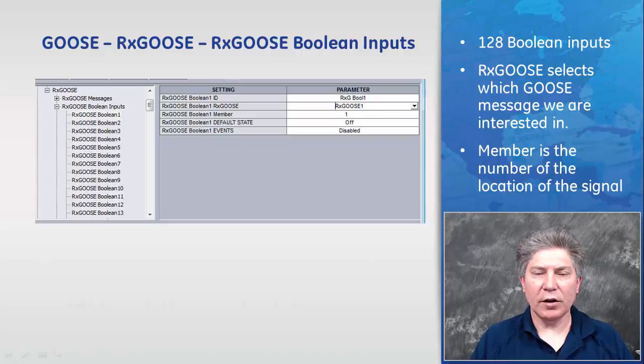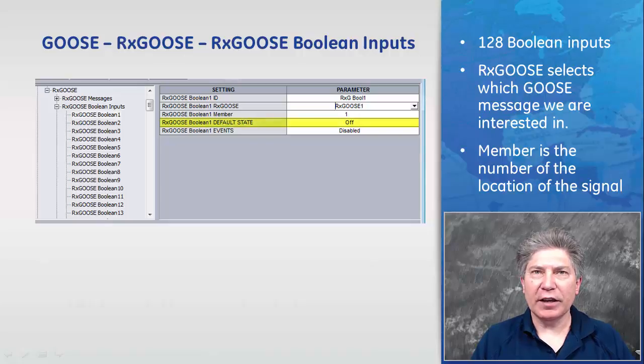Next we'll look at the RX Goose Boolean inputs. This portion in previous versions, in my opinion, reminds me of the remote input designation. There are 120 Boolean inputs available to be programmed. The ID allows us to label this Boolean input. The RX Goose gives us a choice of selecting between the 16 RX Gooses that we want the specific signal from. The member, this is where we select the member number within the Goose message. Remember, there are 64 members per Goose message, so we have to tell it which one we're interested in there.